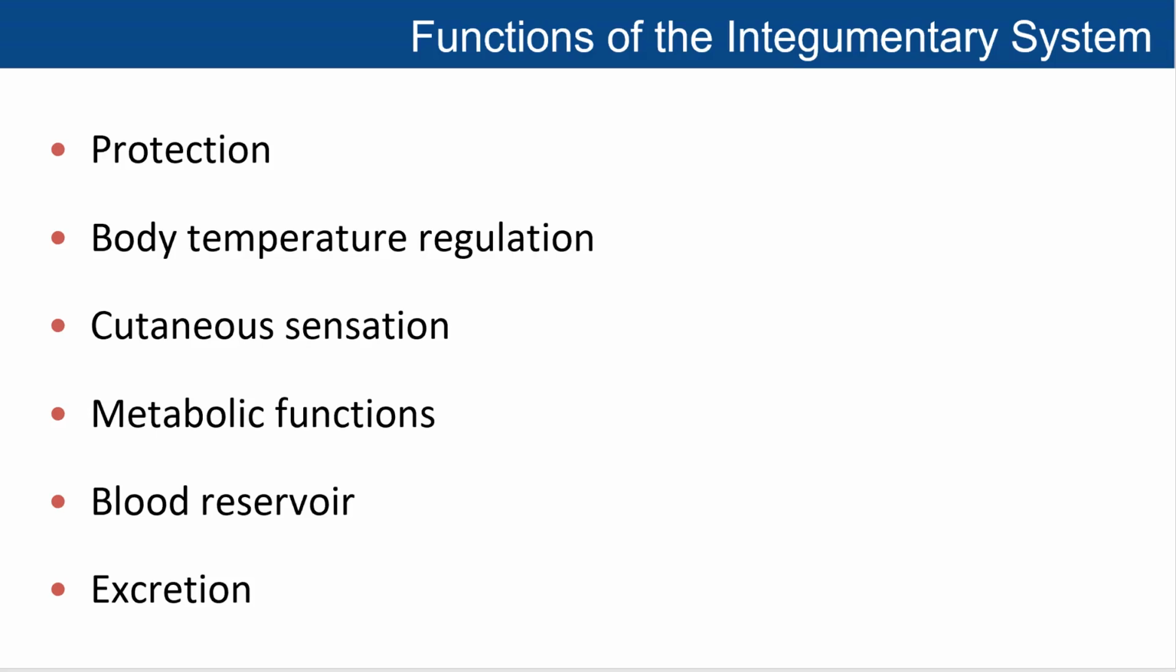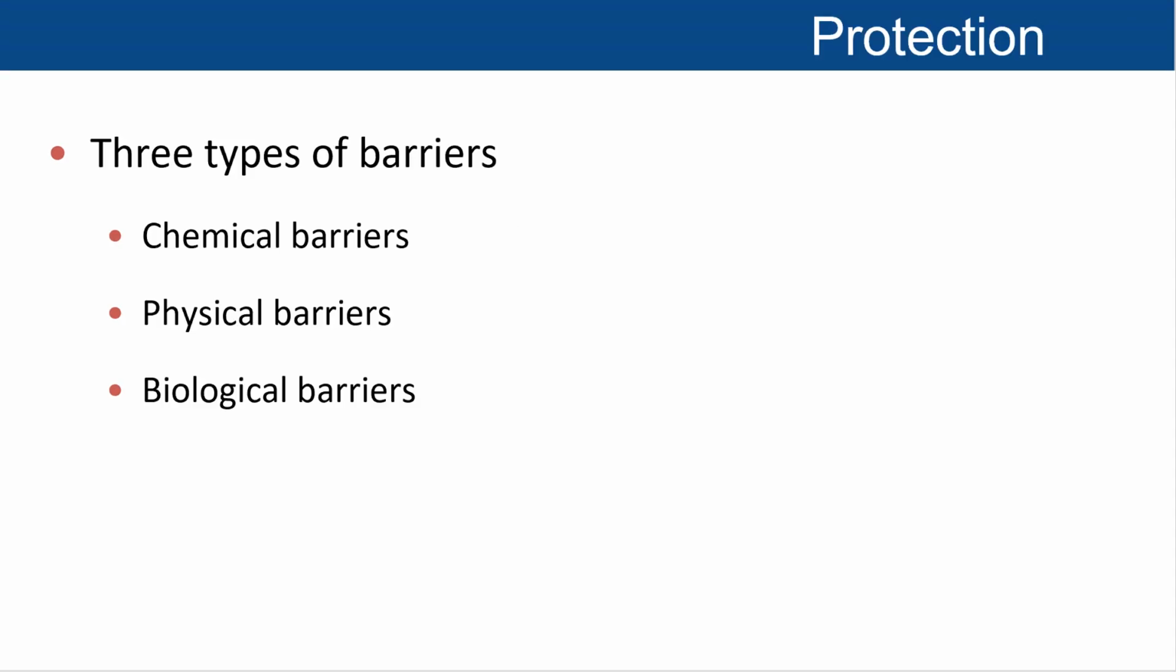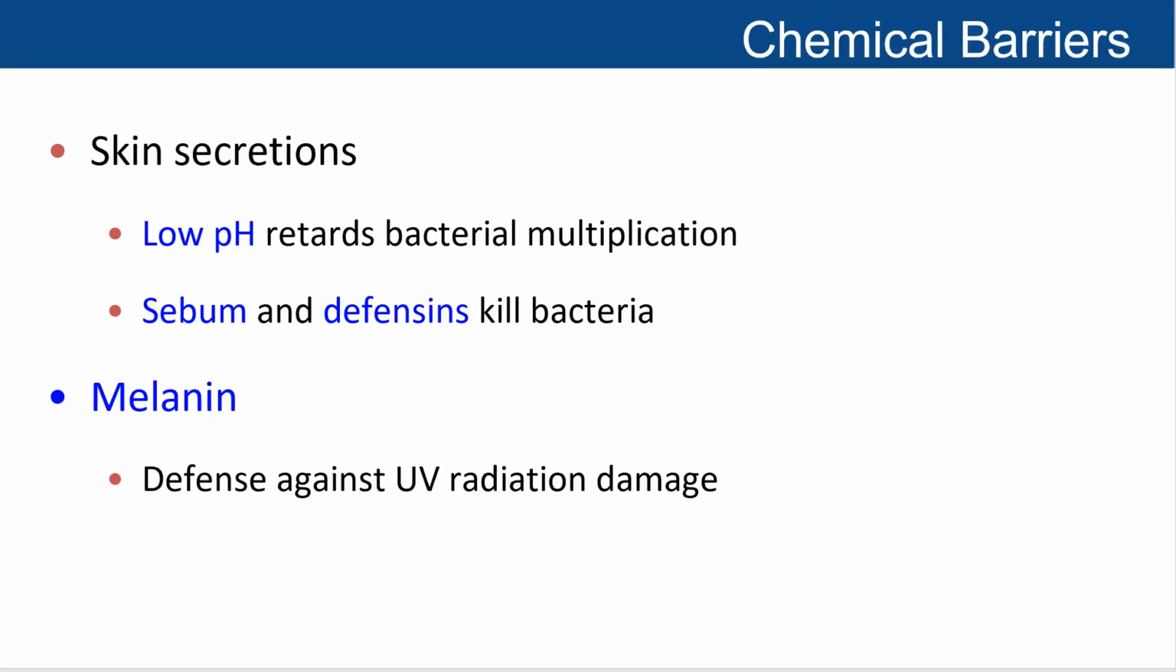Next topic is about functions of the integumentary system. Can you believe that our skin has very important functions and it's an awesome organ in our body? Protection, body temperature regulation, cutaneous sensation, metabolic function, blood reservoir, and excretion are the functions of the integumentary system. How can our skin protect us? The skin can make three types of barriers: chemical barriers, physical barriers, and biological barriers.